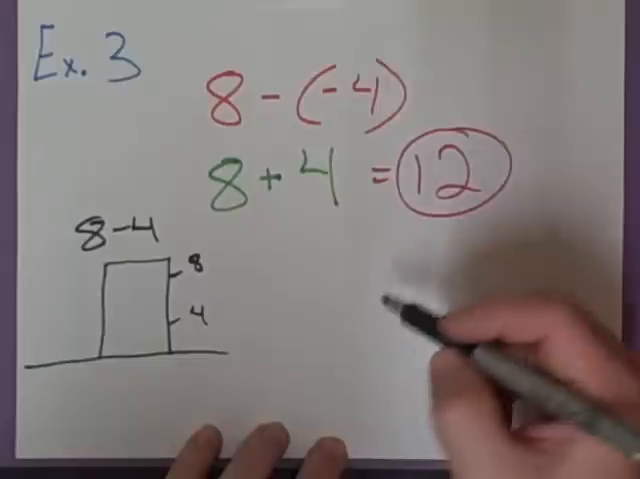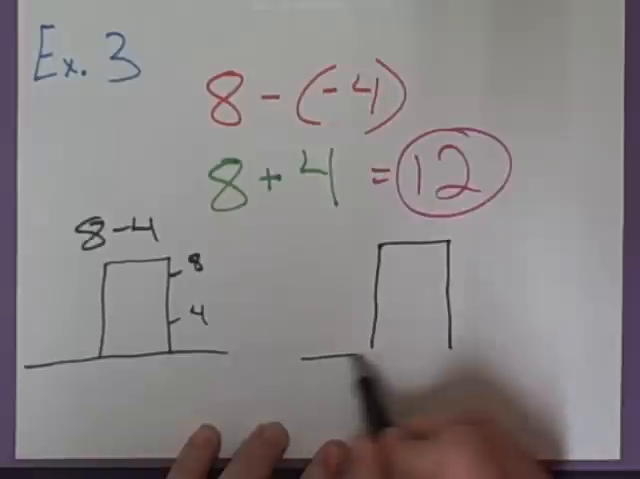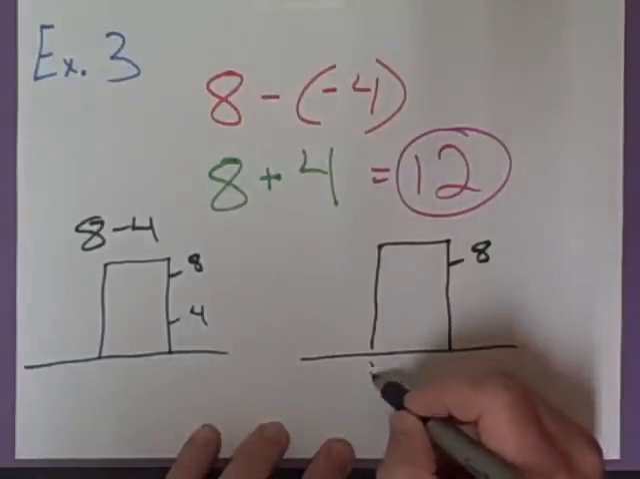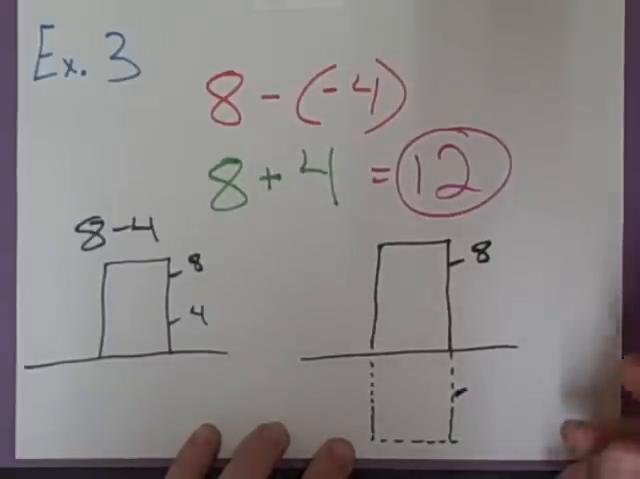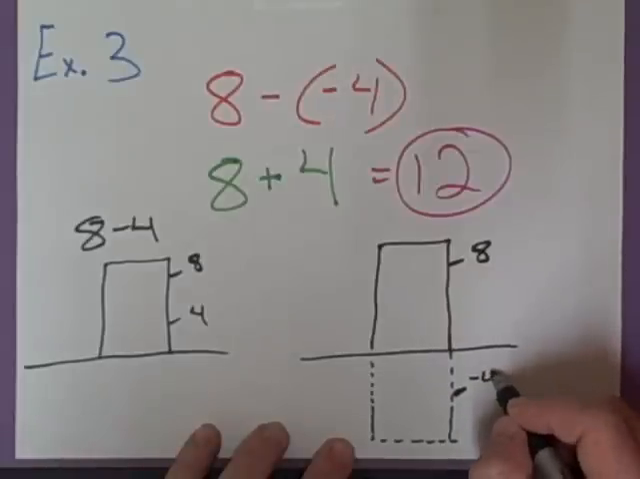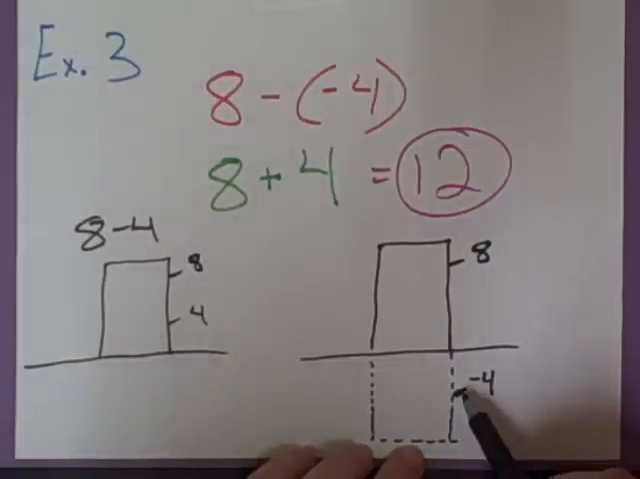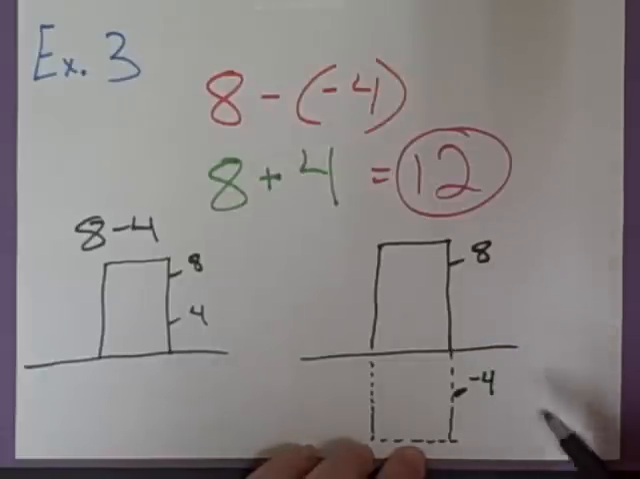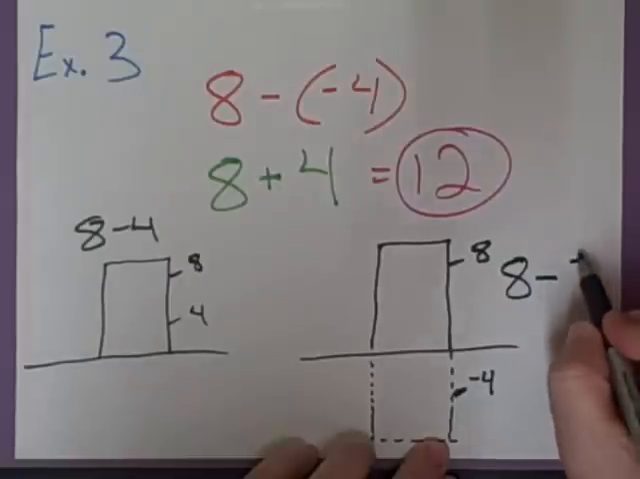Okay? But let's say you're in another building and you're on the 8th floor, but this building has floors below the ground. So we would identify this floor down here as -4. Okay, but if your buddy was at the -4 floor and you were at the 8th floor and you wanted to find out how far apart you were, you'd find the difference again, but that difference would be 8 minus -4.